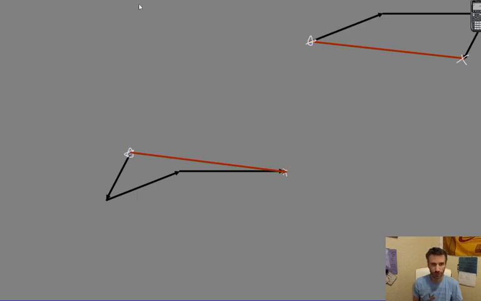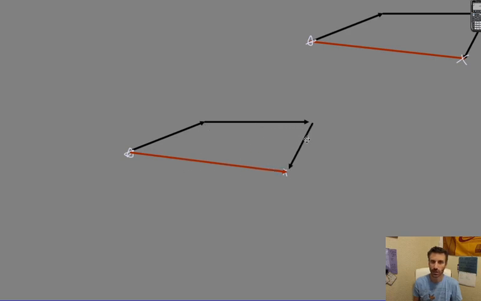If you notice, it does not matter in what order I put these. This time I'll start with that one, tip to tail. Look at that, tip to tail. Or I could have switched these two around. It doesn't matter. As long as I follow the rules of going tip to tail, I will always begin and finish in the same spot.